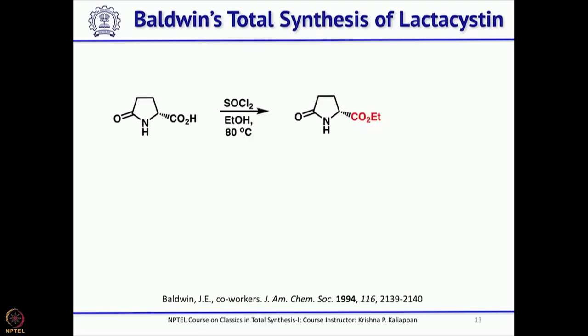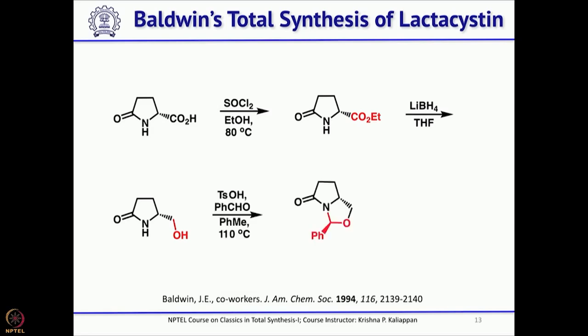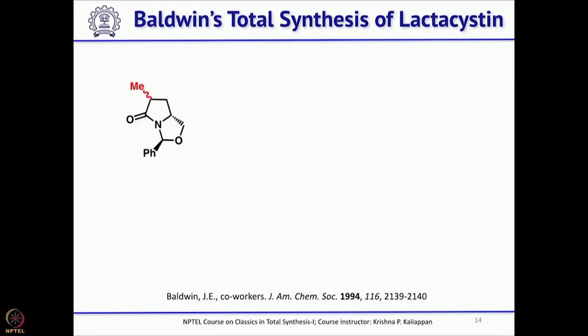So glutamic acid, pyroglutamic acid, and treatment with thionyl chloride and ethanol, you convert that into the ethyl ester. And the ethyl ester can be selectively reduced in the presence of the lactam using lithium borohydride to get the corresponding primary alcohol. This, upon treatment with paratoluenesulfonic acid and benzaldehyde, you get the bicyclic ring, and one more chiral center is fixed. Okay. With this, one can generate an anion here and quench with methyl iodide to get the methyl group.